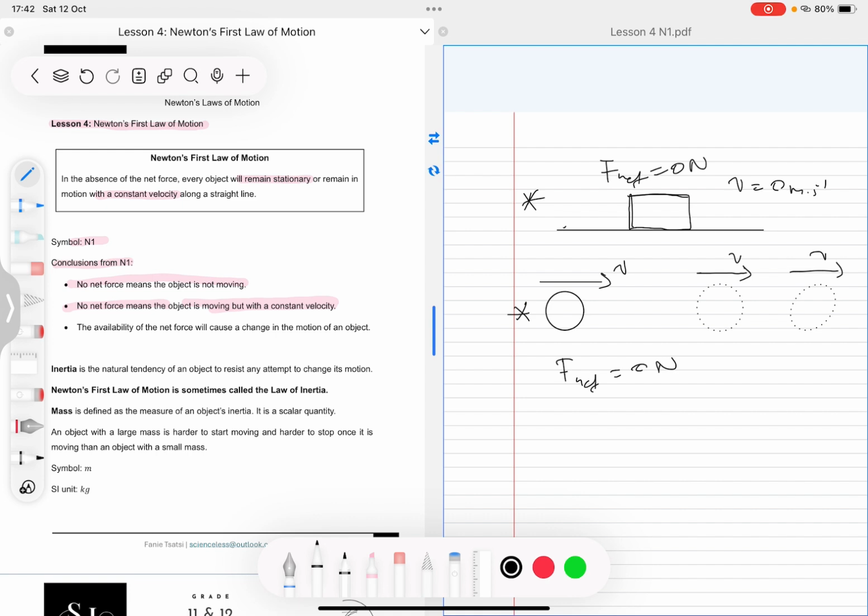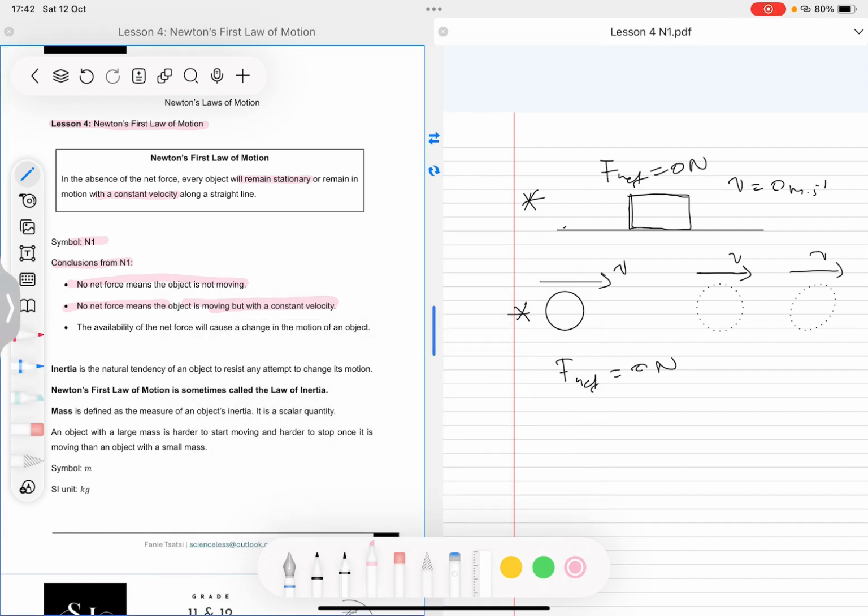Right. Now, from this law, because this happens when there is an absence of net force, we can also conclude that if there is a net force, if a net force happens to be available, it will then cause a change in motion of the object. So what are we saying?